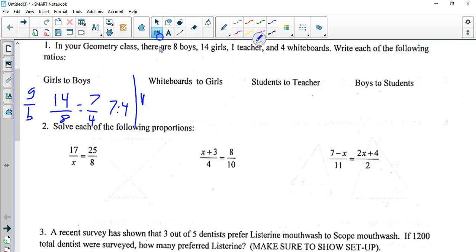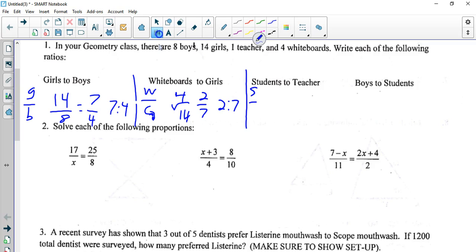Whiteboards to girls. So how many whiteboards are there? There are 4. How many girls are there? 14. And again, you're going to want to reduce that to 2 over 7. And if you want to put it in this format, 2:7.